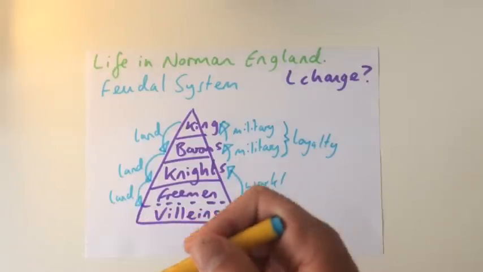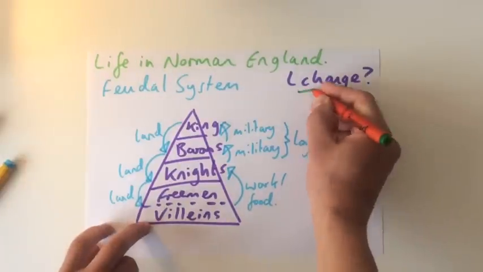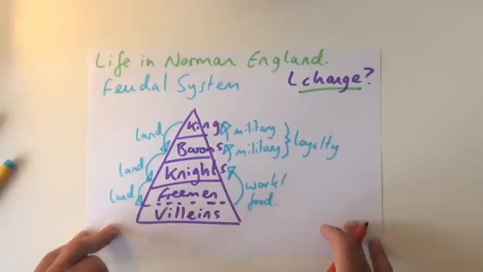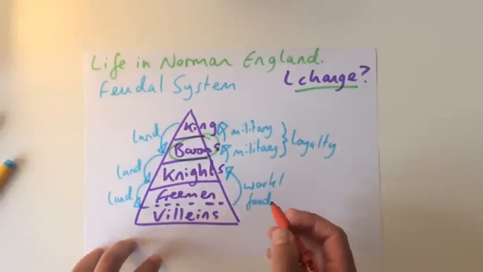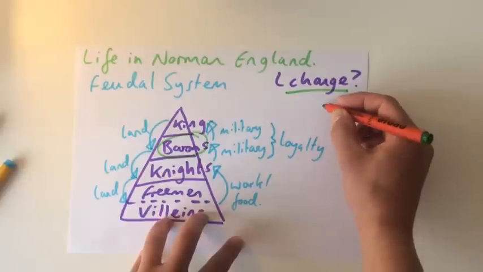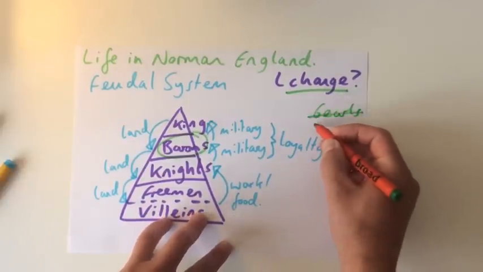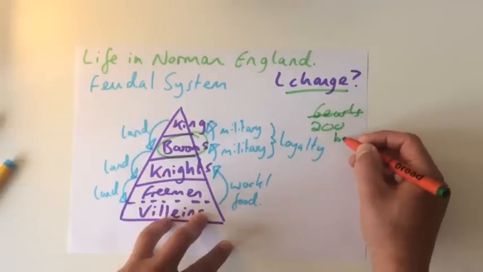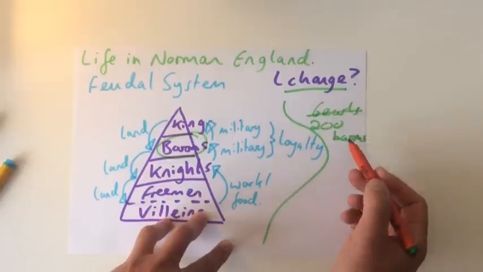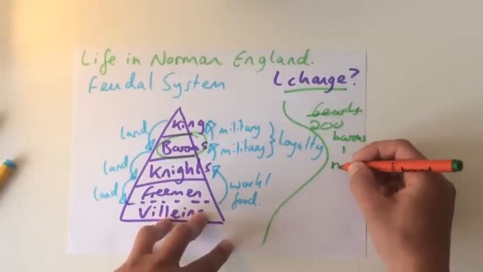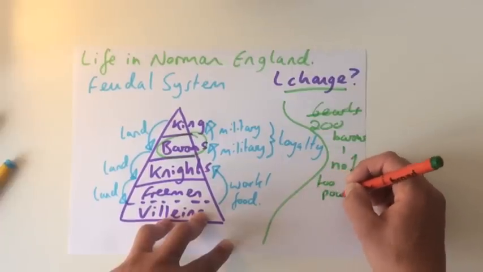Now, just before we move on from the feudal system, it's worth remembering we need to look at this idea up here, change. What do the Normans change about the feudal system? Well, the first thing is to do with barons. There used to be 6 earls in the Anglo-Saxon system, but they've gone. There are now 200 barons, which means no one baron can be too powerful and challenge William.